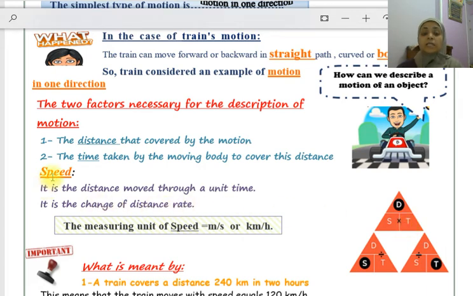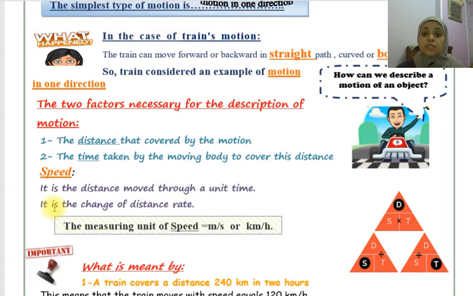We can define the speed here as the distance moved through a unit of time. So when we calculate the distance and the time, we can get the speed of an object. Another definition for the speed is the rate of change of distance. So the value of the distance changing can describe the speed.